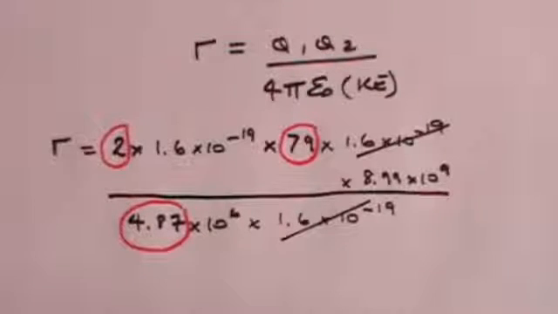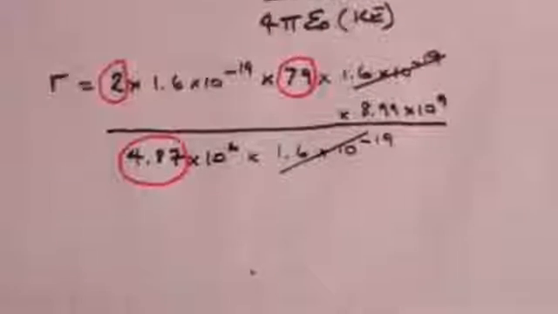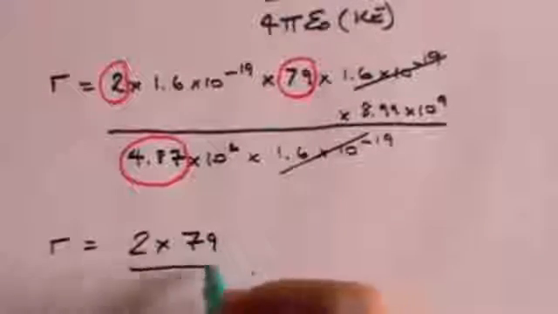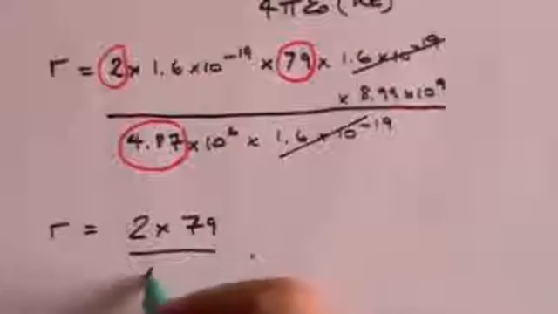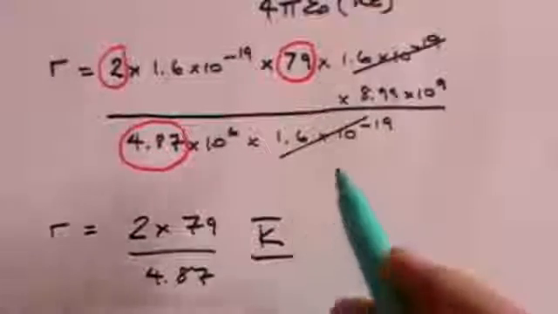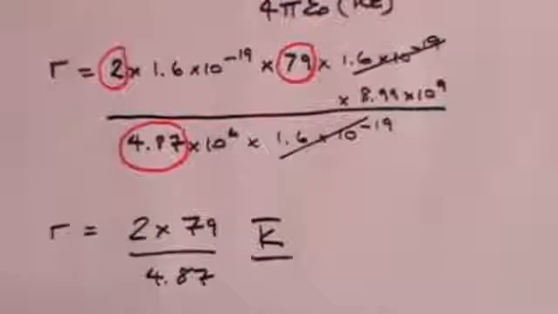So what I think, since we're going to do this calculation several times, it's not a bad idea to save us doing that complex calculation on a calculator every time. Let's just work out what R is in terms of 2 times 79 divided by 4.87 times a constant, where the constant is everything else apart from those 3 terms.